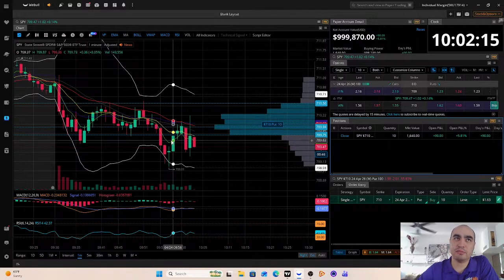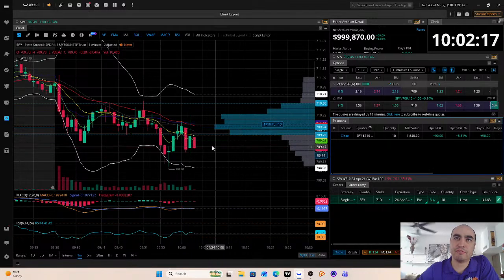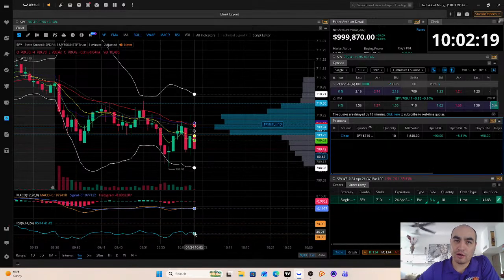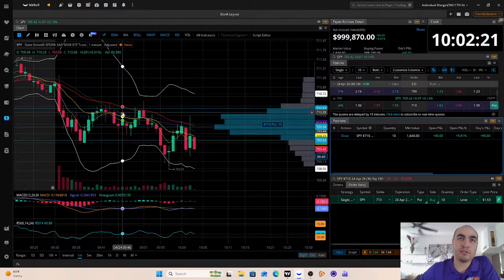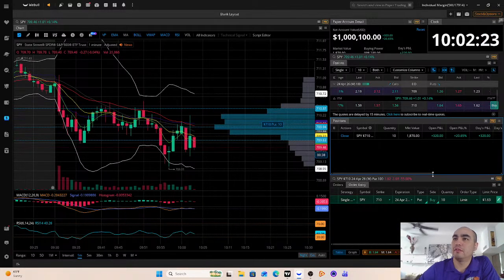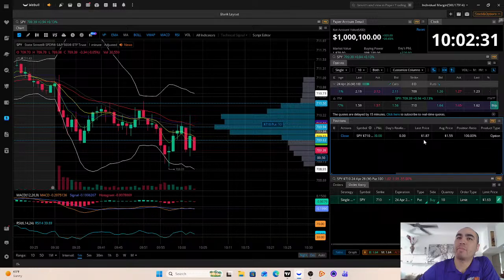And as you can see, we're still getting that nice good rejection down. The volume's still there. RSI is sitting at like 41. So boom, look at that. We're up $320 on the trade. We're going to be looking for an exit price at $2. So I'm just going to get ready to exit.